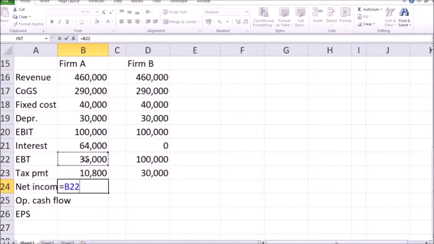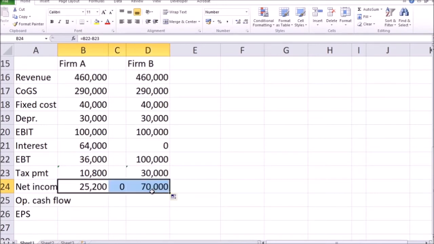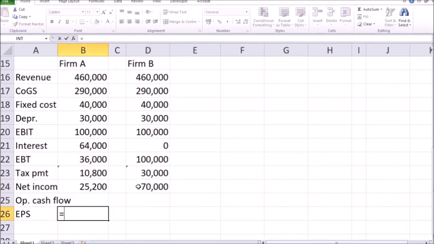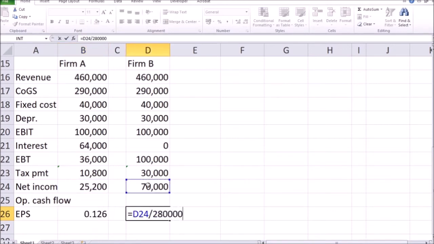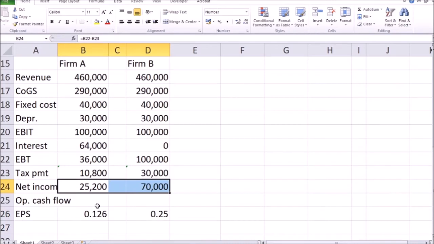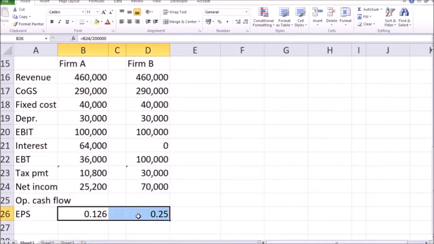Net income is the difference between earnings before tax and the tax payment, which is of course smaller for the company with the debt. As you see, profits for the company with debt are much less than half of the profits for the company without debt. But if you look at the earnings per share, that's net income divided by number of shares outstanding, this huge difference in the profitability between the two firms diminishes a little bit.